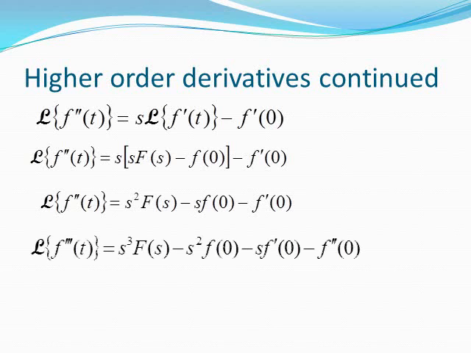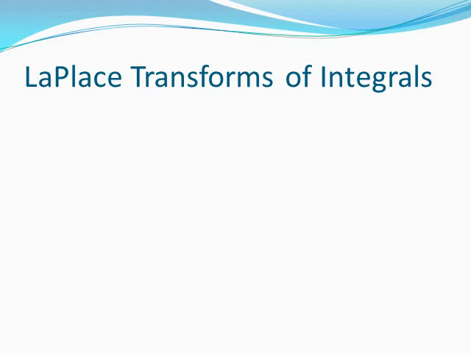And then this can be carried out to multiple orders of differentiation. We just do the same procedure again. And again, you get s cubed times the Laplace transform of f, minus s squared times the initial value of f, minus s times the first derivative's initial value, minus the value of the second derivative at t equals 0. And this can go on and on and on. It allows us to take the Laplace transform of any derivative.